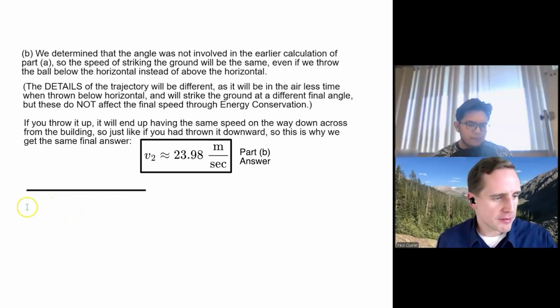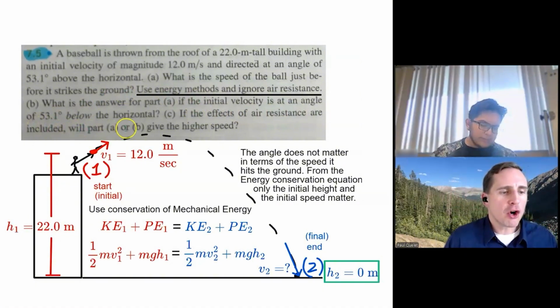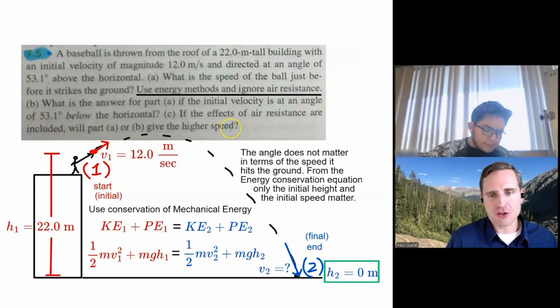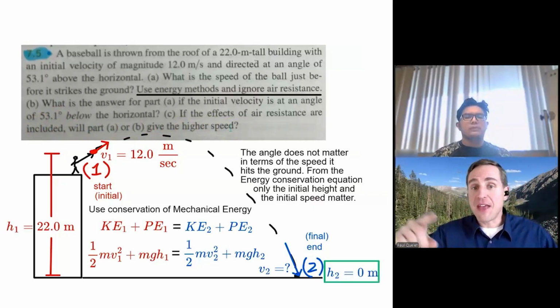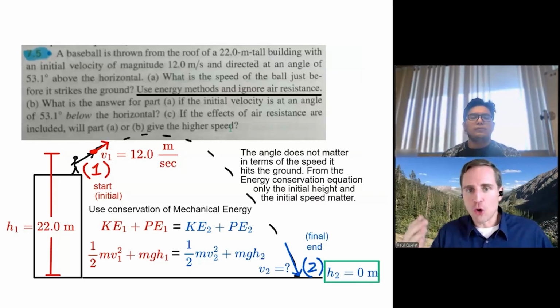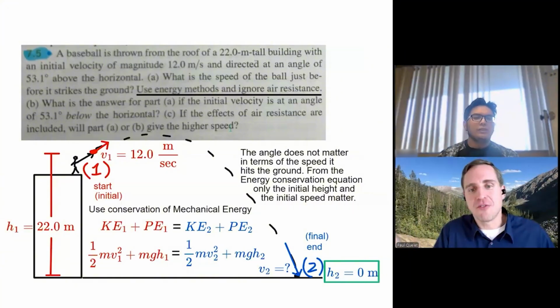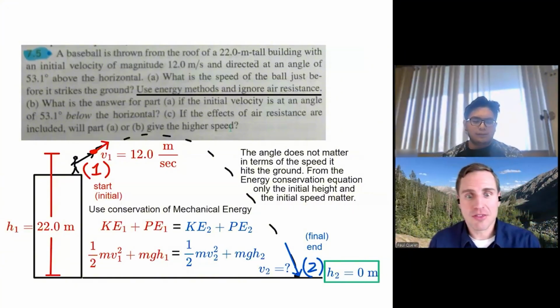Okay, now we're going to do part C. If the effects of air resistance are included, will part A or B give a higher speed? Now think about this. If they ever ask you to think about air resistance, which is closer to real life, they will only have you think about it conceptually, not actually do the calculation. Notice they're not asking you to calculate the speed. They just want you to think about which one's higher.